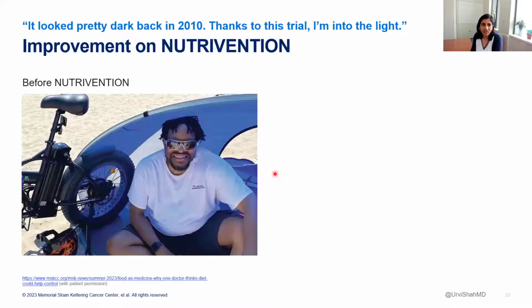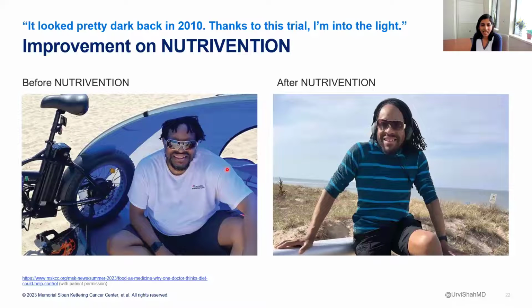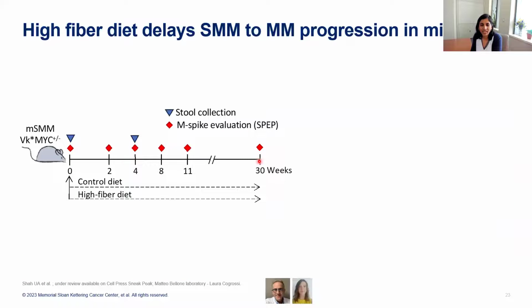This is one of the patients on the study who shared his picture with permission. This was before the study and this was after. And this patient was able to stop insulin too after being on it for over 30 years. So it is really possible to improve diabetes, weight, inflammation, all of these things, and we're seeing that.